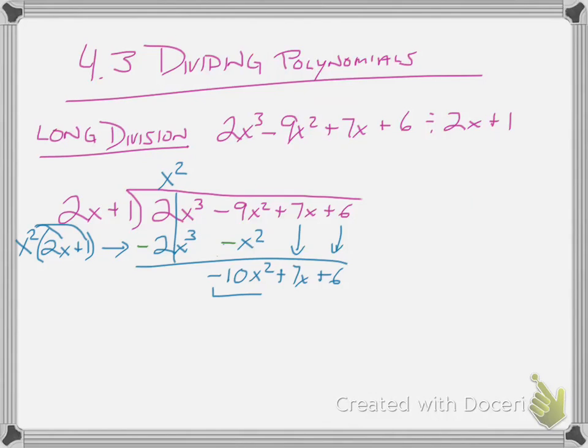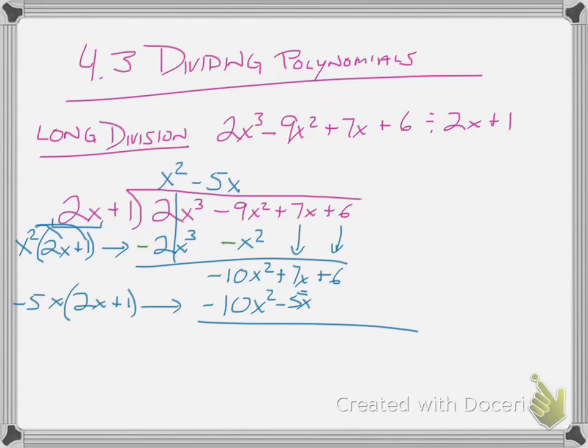You're looking at the leading coefficients, negative 10x squared, 2x, so I have 2x times negative 5x will give me negative 10x squared. So now I'm going to take that negative 5x, distribute it back through, and that's going to go in this line. And I have negative 10x squared minus 5x. Make sure you're lining them up with the correct terms. Before I combine them, I'm subtracting, so I'm going to go ahead and change these signs. So these will cancel out now, and this becomes 12x. Bring my 6 down.